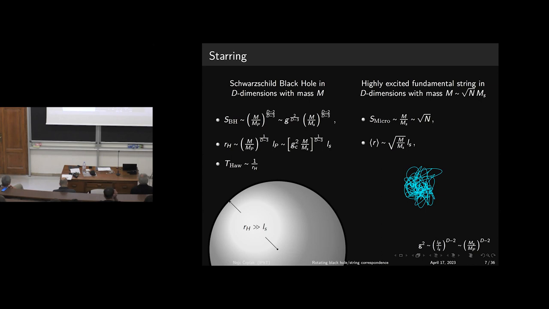On the other hand, if you have highly excited fundamental strings, a string state with a lot of string excitations, the entropy scales linearly with mass, but this time in string units. Or if you like to talk about the total level number of your state, it scales with the square root of n. And as Rami was mentioning, if you look at free strings, their size behaves as a random walk. So they are not constrained within just a string length, they are actually much larger, because if your n is a large number, then your size will be much larger.